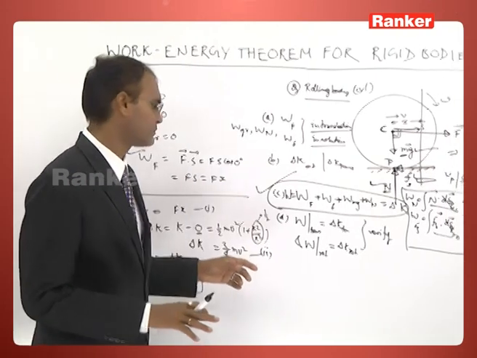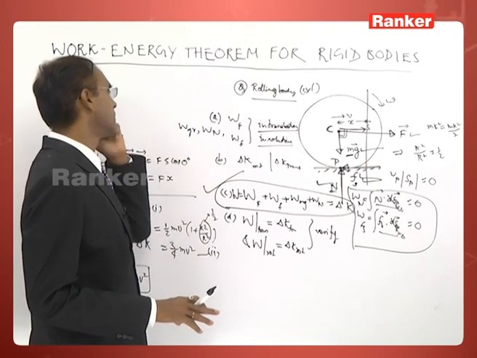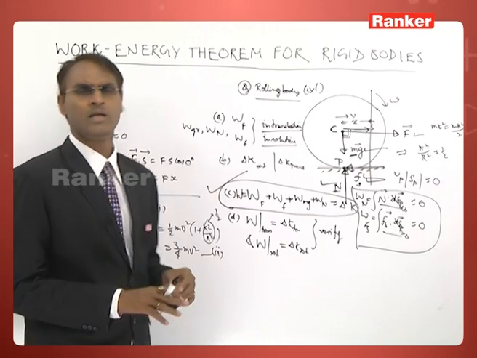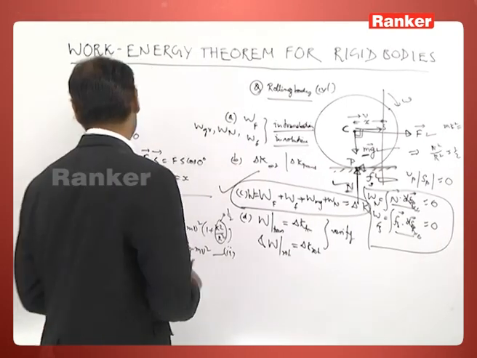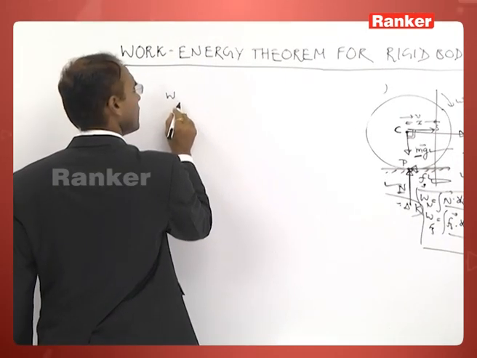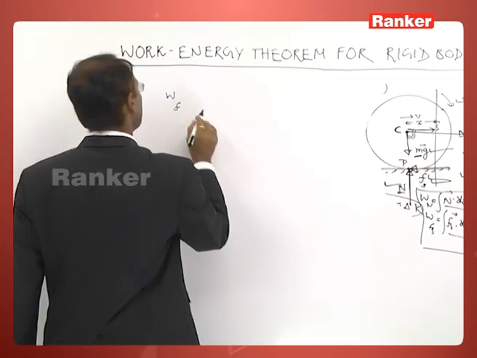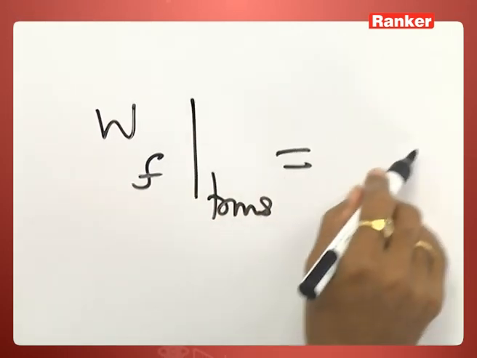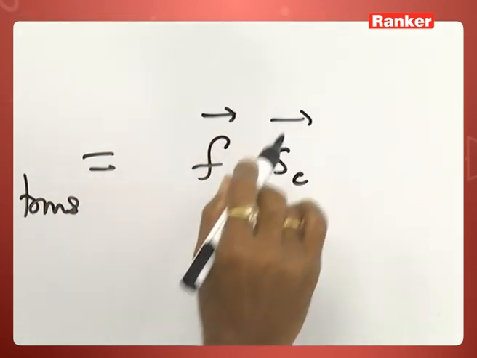Let us now calculate how much work is being done by all the forces in translating the object and rotating the object. Let us see. Work done by the frictional force for translation is equal to frictional force dot displacement of the center of mass.